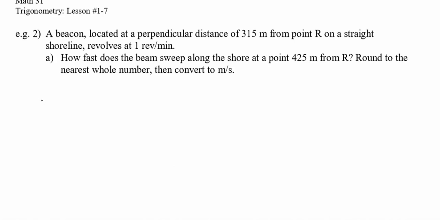So, classic example: we have a beacon located at a perpendicular distance of 315 meters from point R on a straight shoreline, and it revolves at 1 revolution per minute. How fast does the beam sweep along the shore at a point 420 meters from R? Round to the whole number and convert. Okay, we need a picture here.